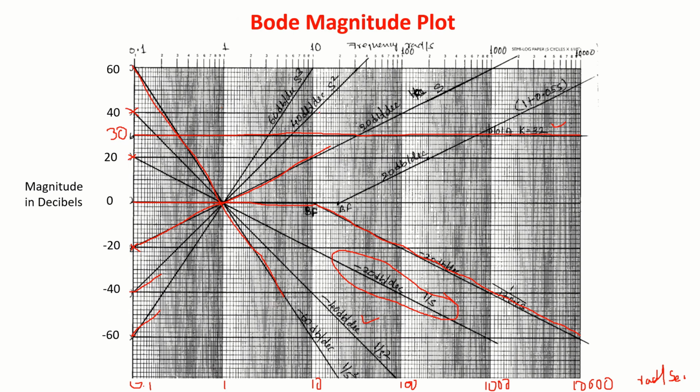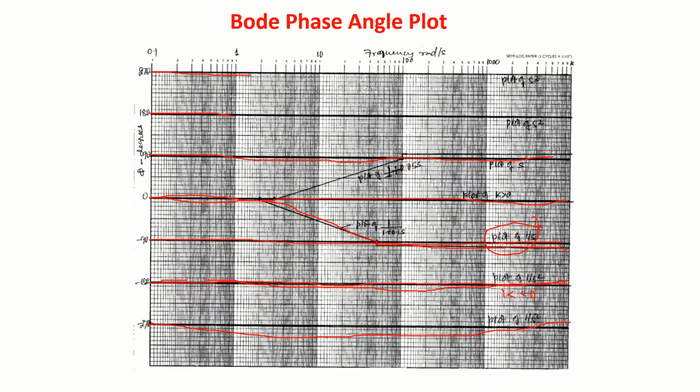Finite zero now. Up to the break frequency the magnitude is 0, then plus 20 dB per decade. Join these 2 points. Phase angle, same thing, 1/5, 5 times. Just join this and I have drawn.